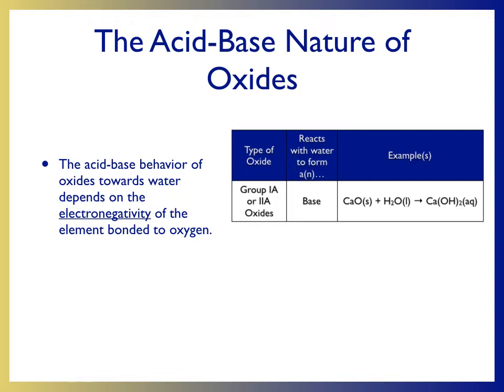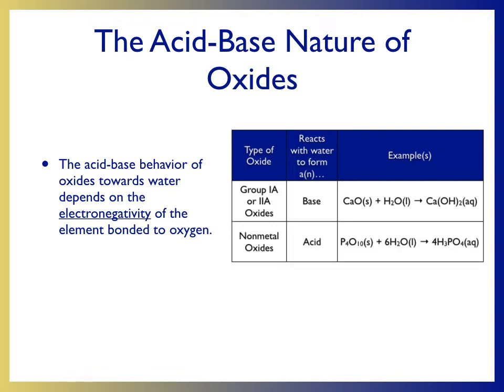A good example is nonmetal oxides. Many nonmetals have more similar electronegativities with oxygen itself. Therefore, nonmetal oxides tend to react with water to form acidic solutions. An example of an acidic oxide is tetraphosphorus decaoxide, which reacts with water to form phosphoric acid.